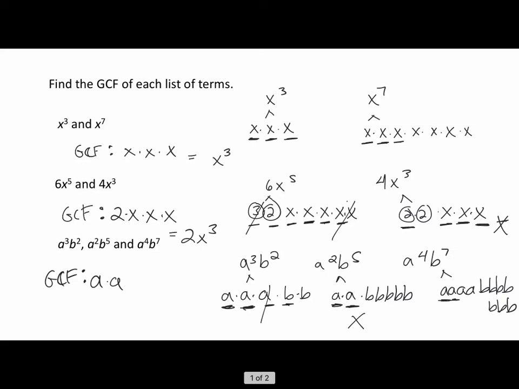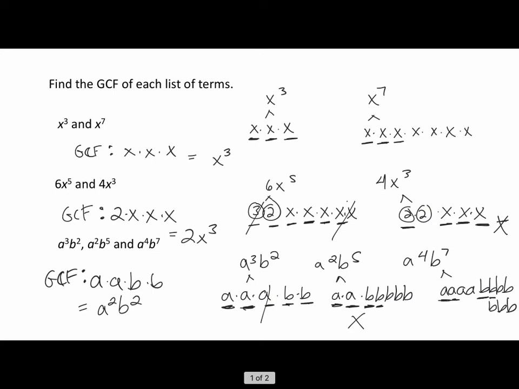And let's move on. B. Is there a b in all of these? Yes. Another b in all of these? Yep. And that's all the factors we have in the first term. So these are the most that these 3 terms could all have in common. And that's a squared b squared for the GCF.